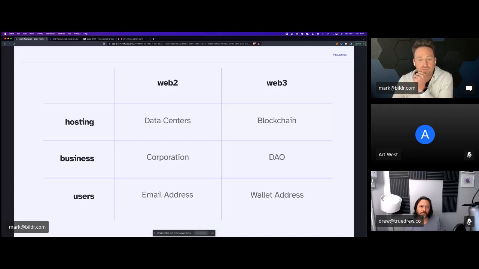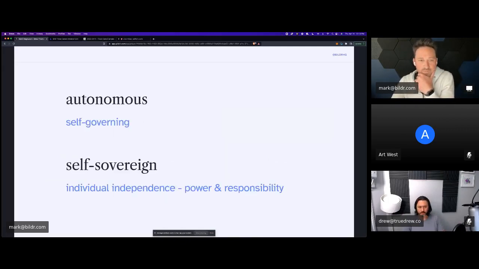And then in terms of users, we're moving from email addresses, which are tied internally to centralized databases like Gmail, and are usually associated to your person, like who you are. Whereas a wallet address is intentionally anonymous, right? So those things all tie together when you're talking about Web3. But at the high level, this is where we're moving in terms of tech, business, and our association of individuals to the things they're using on the web.